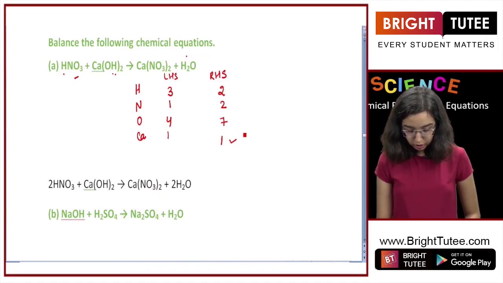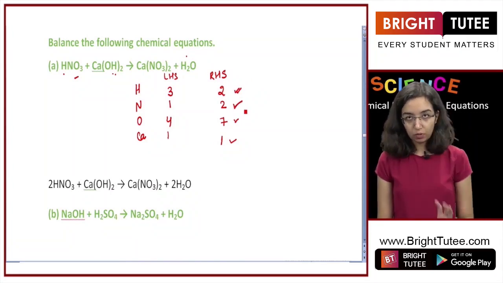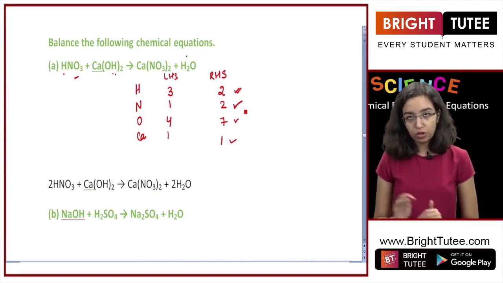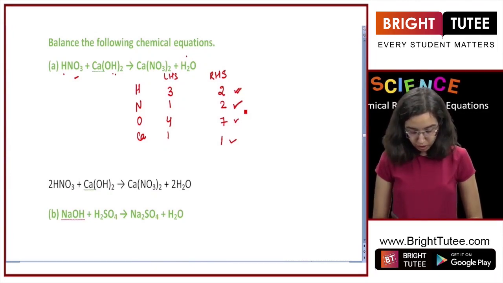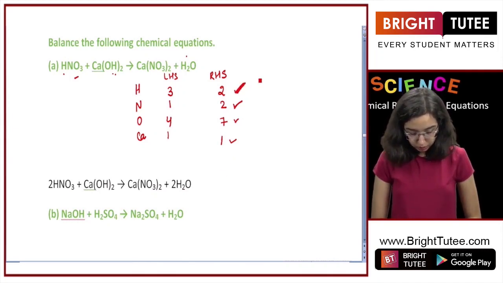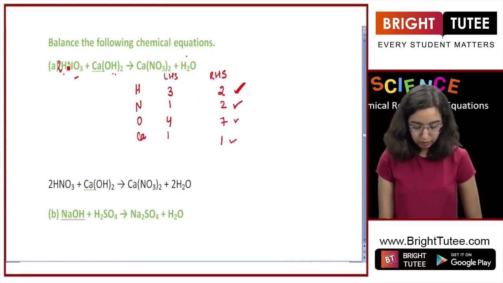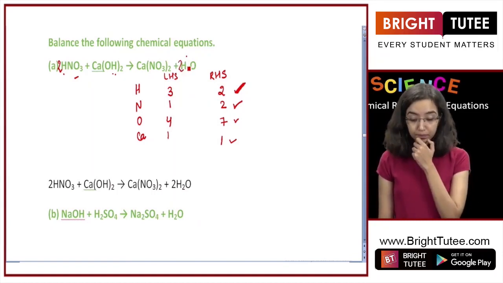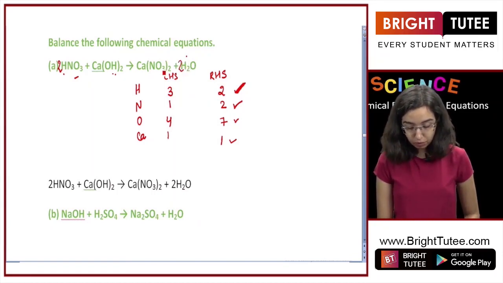So I will try and start with nitrogen. If I try to balance, we can start with nitrogen or hydrogen or oxygen, whichever you want to start with first. In this situation, all will lead to the answer. So what we can do here is, let's start with hydrogen. If we start with hydrogen, we will see that here there are 3 and here there are 2. So if I put a 2 here, it will become 6, and if I put a 2 here, it will become 6.